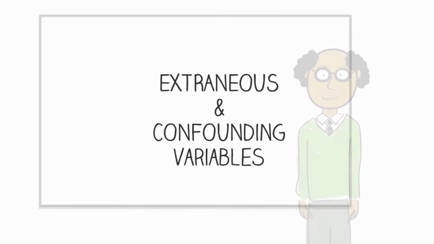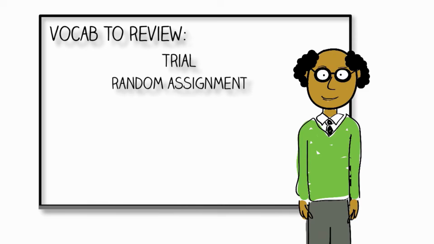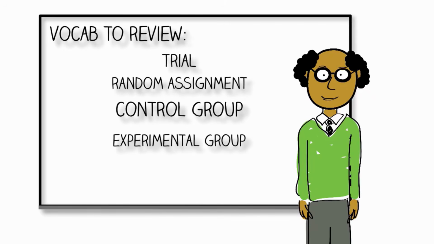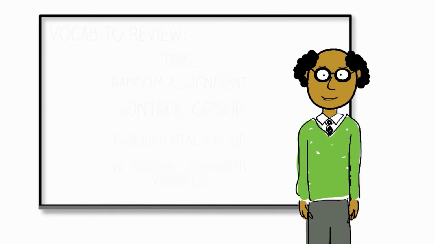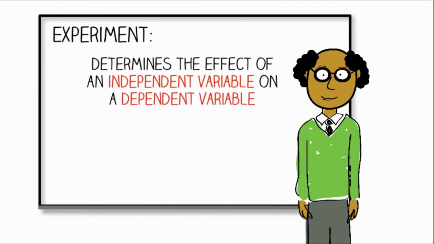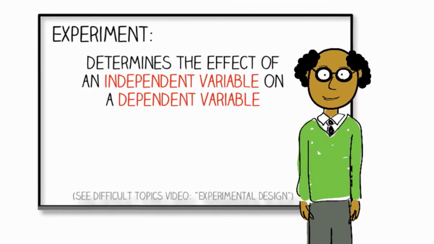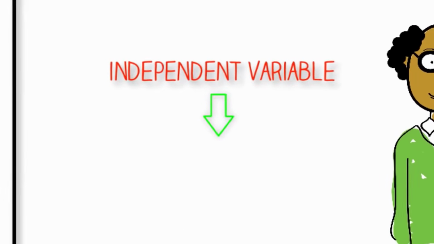Okay, by now you should be familiar with the procedure and vocabulary involved in an experiment. Terms such as trial, random assignment, control group, experimental group, and independent and dependent variables should be second nature to you. And you should be aware that an experiment is designed to determine the effect of an independent variable on a dependent variable. Now, in a perfect experiment, only the independent variable would have any effect on the dependent variable.